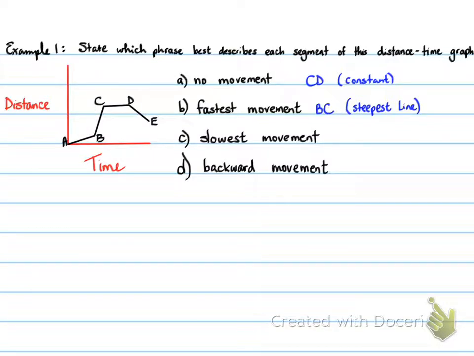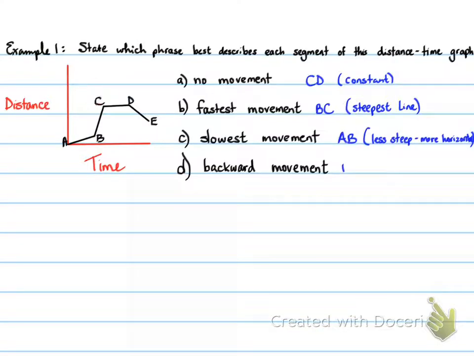The slowest movement, folks, is going to be AB. Why? Because it is the least steep of the lines. Less steep than any other one. It's more horizontal, if you want to say. So because it looks more horizontal, it's going to definitely be slower than something that is more steep or more vertical.